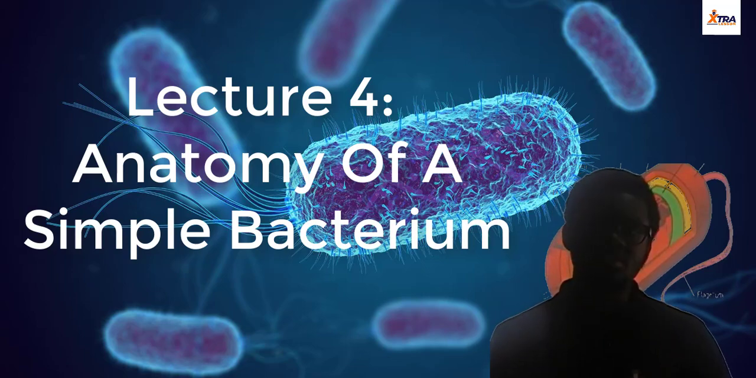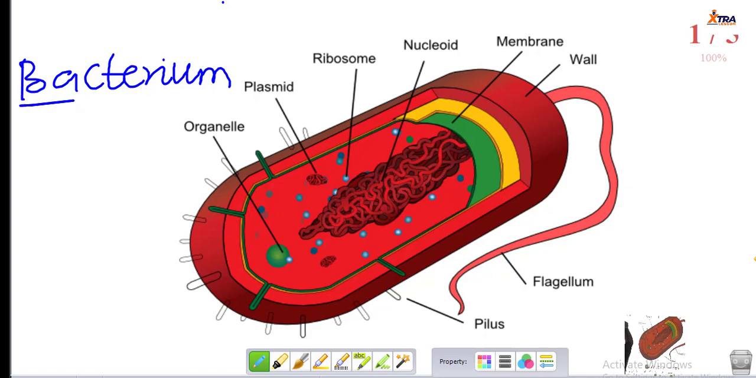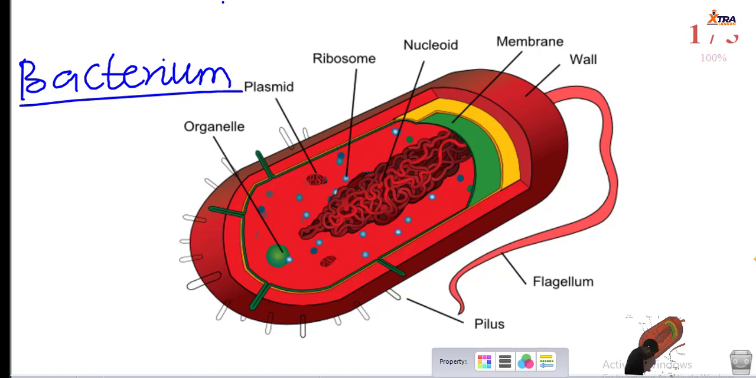I want us to consider the anatomy of a simple bacterial cell. Now, a bacterial cell is also referred to as a bacterium. This diagram is showing us the anatomy of a simple bacterium or bacterial cell. So, what do we have?